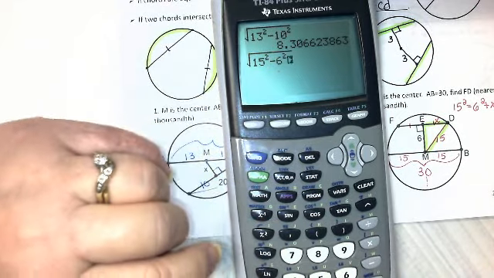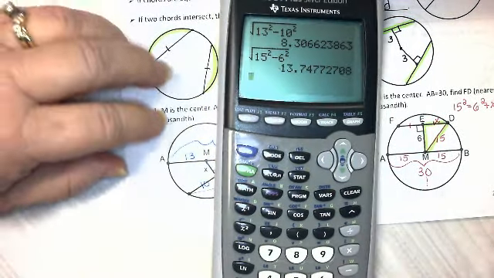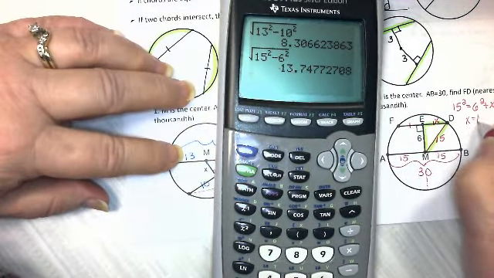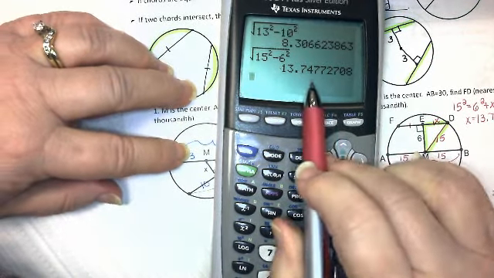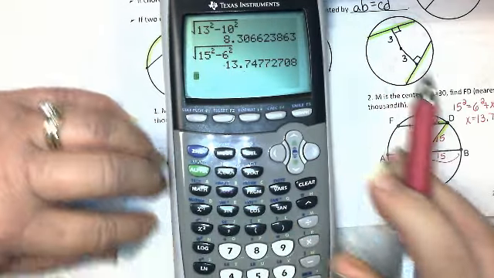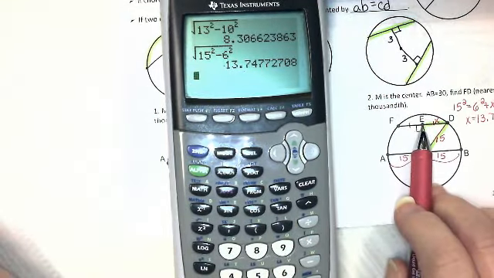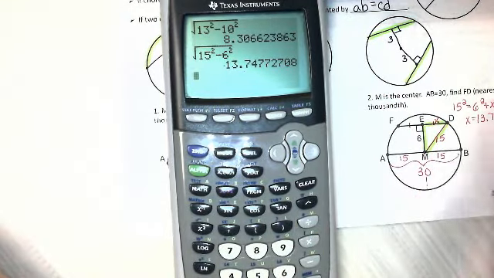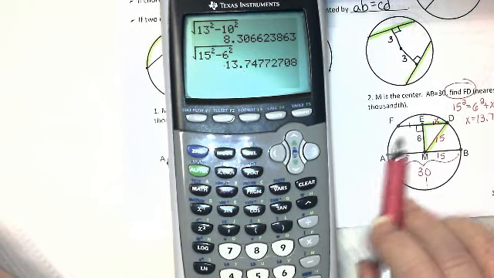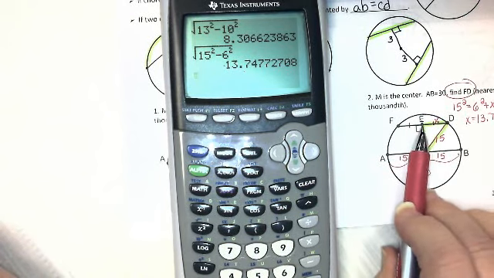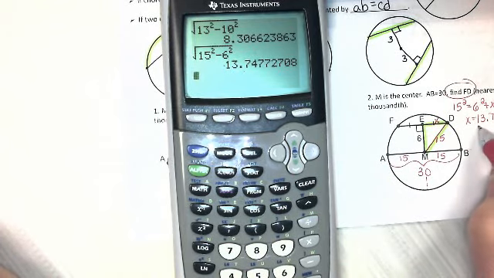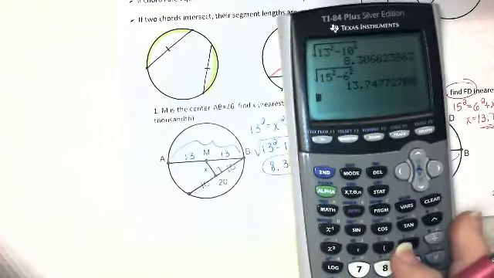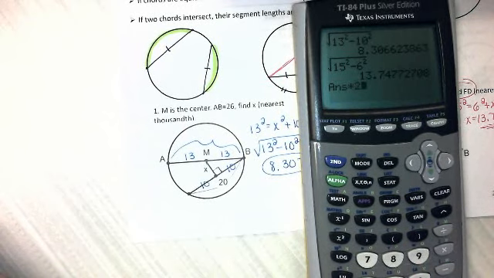And then we'll put it in our calculator. 15 squared minus 6 squared. And I get x equals 13.7477, and some more stuff. Now notice, I just found the distance from E to D. What was I asked to find? F to D. Well, I know ED is half because the segment was bisected. So I'm just going to take this answer from my calculator and multiply it by 2.